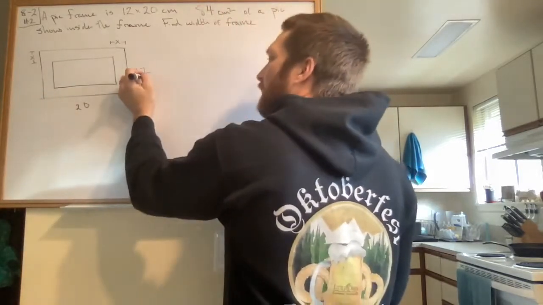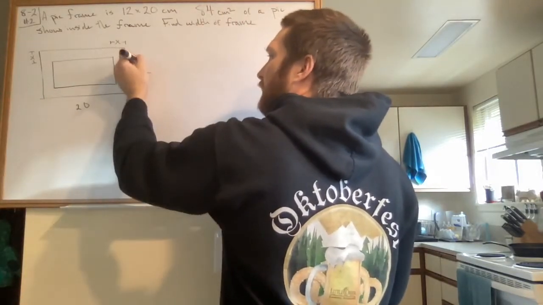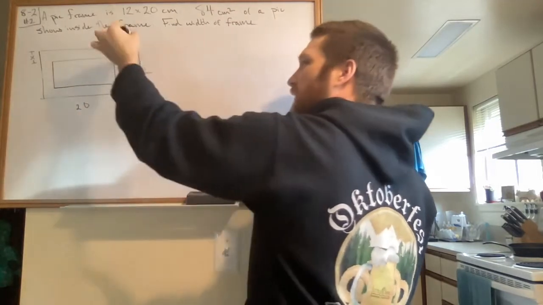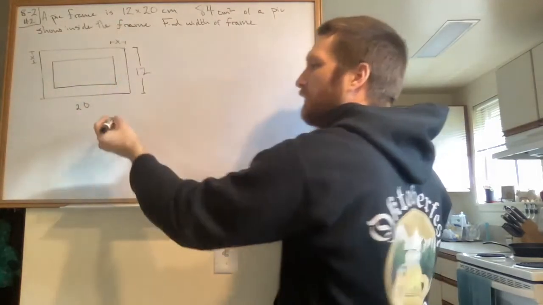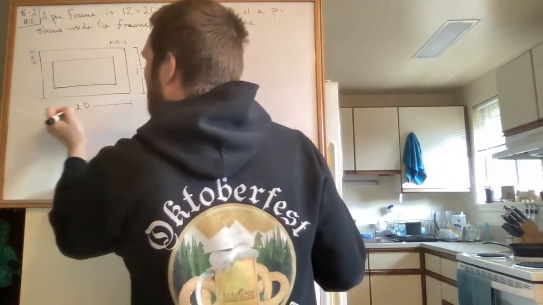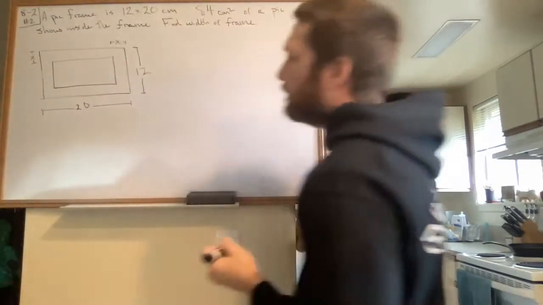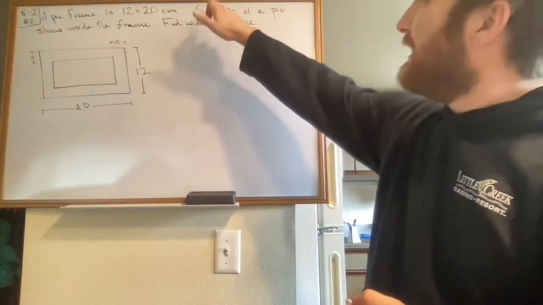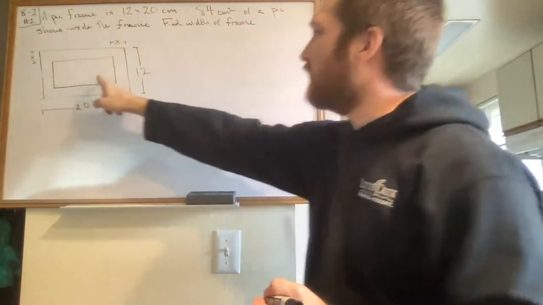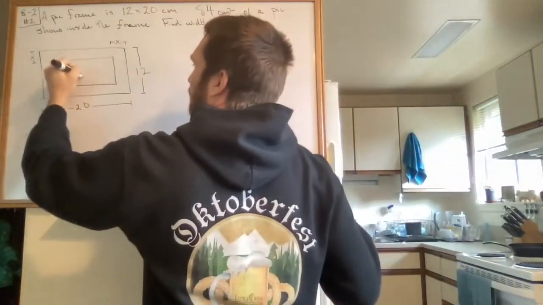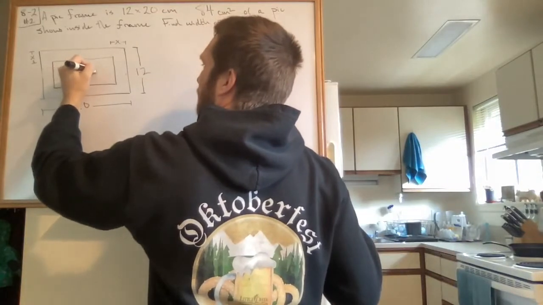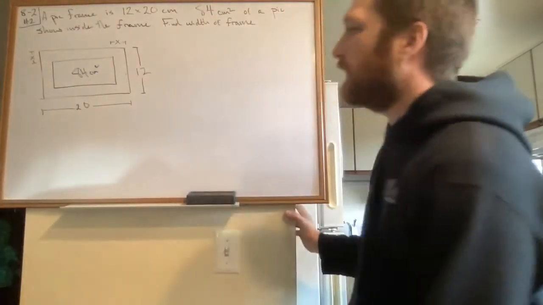Getting everything looking good here, we're saying the distance from the very top to the bottom is 12, and the distance from the far left to the far right is 20. It says that 84 square centimeters is this inner part right there. So I'm going to write that in here like that: 84 centimeters squared.